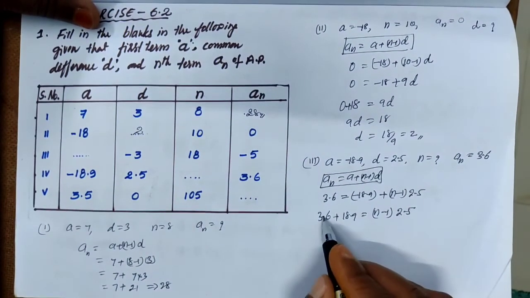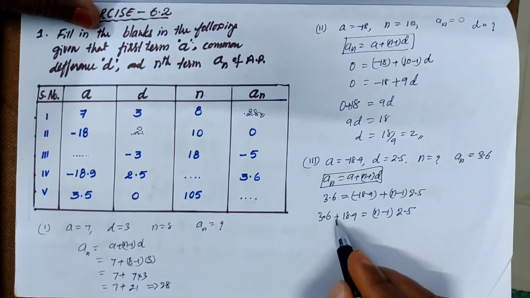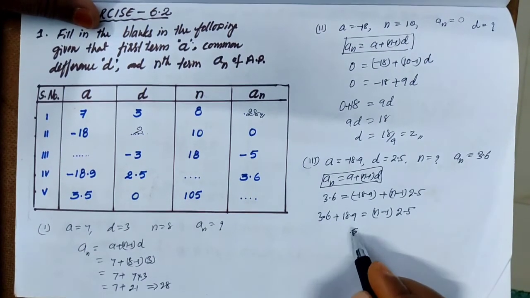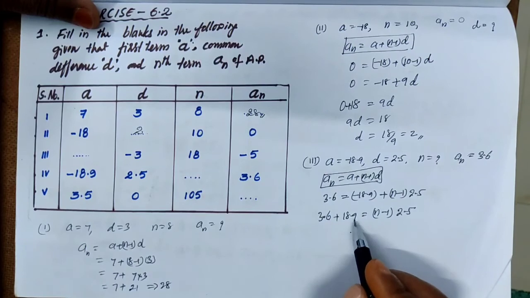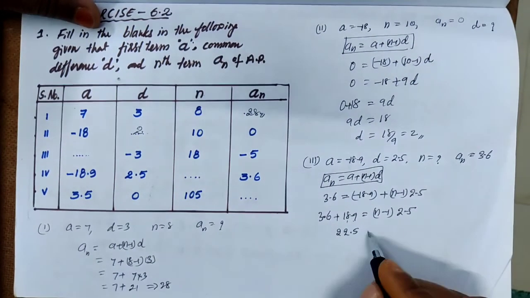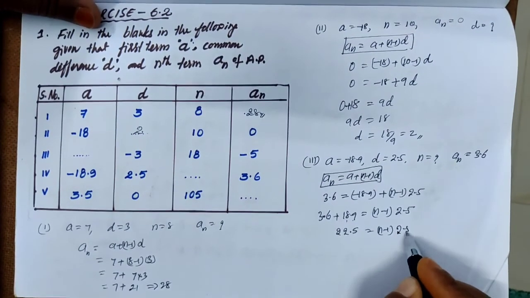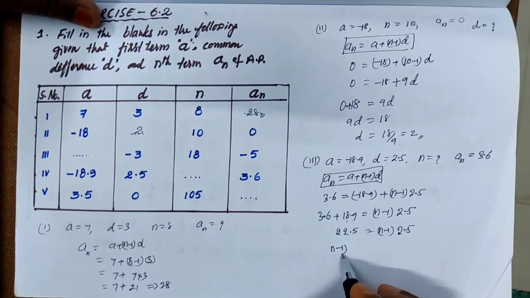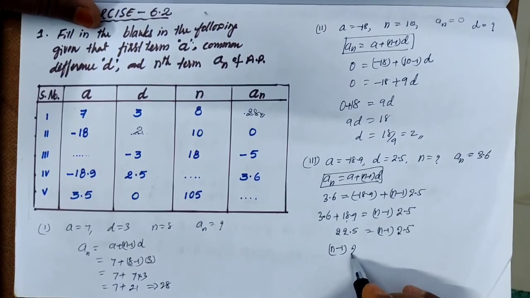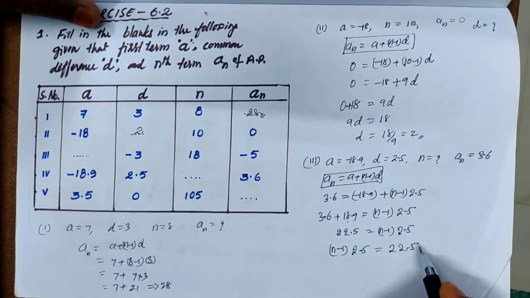Now this is 3.6 and this is 18.9, so add these. So this is 22.5. So 22.5 is equal to n minus 1 into 2.5. Let's write it like this, rearranging these terms: n minus 1 into 2.5 is equal to 22.5.